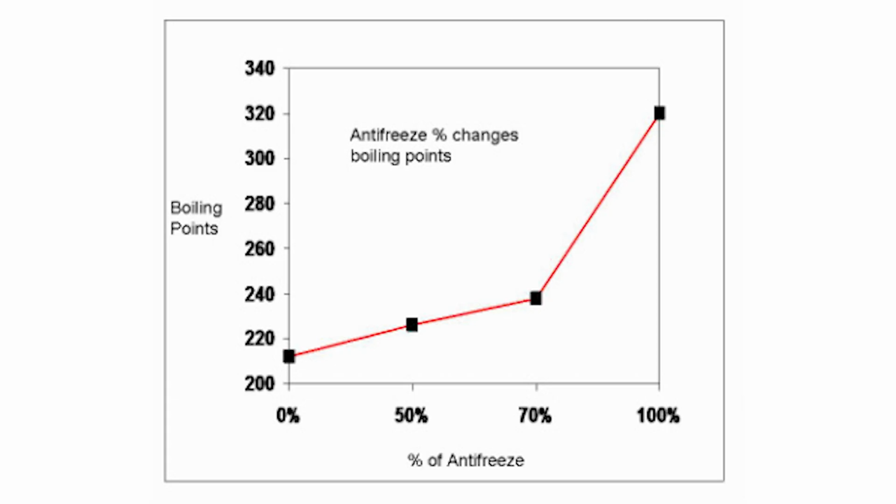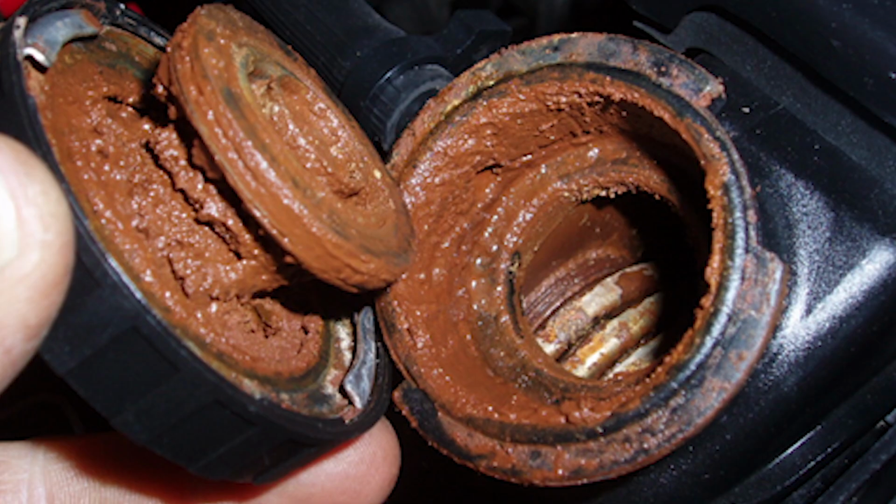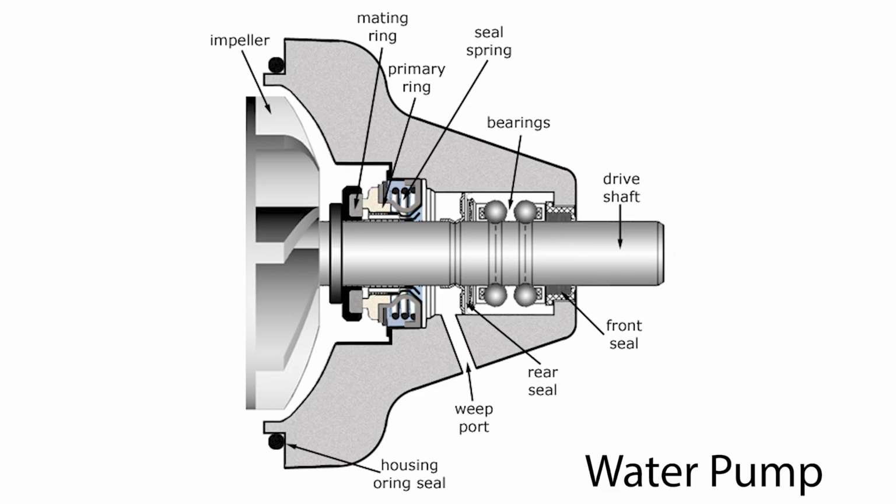The additives in coolant also raise the boiling point of the liquid, allowing it to withstand higher temperatures without evaporating. Number four is corrosion prevention. Coolant contains anti-corrosion additives that help protect the engine's metal components from rust and corrosion. And last, lubrication of the moving components in the cooling system.